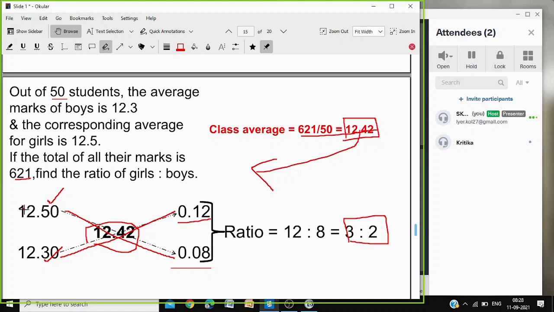First we have taken girls, so this ratio 3 will be for girls. And second we have taken the boys' average, so this ratio will be for boys. So 3 is to 2, or 12 is to 8. 3 is to 2 will be the ratio. Cross difference: first you find the whole class average, that is the middle value. Then the higher value, the lower value, and the middle value, then the cross difference will give you the ratio.